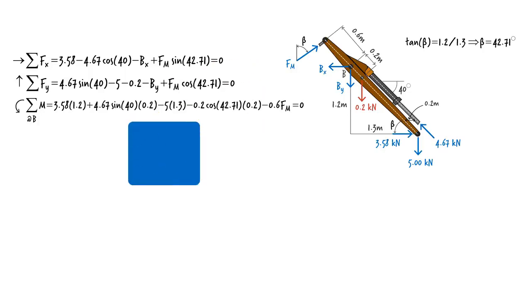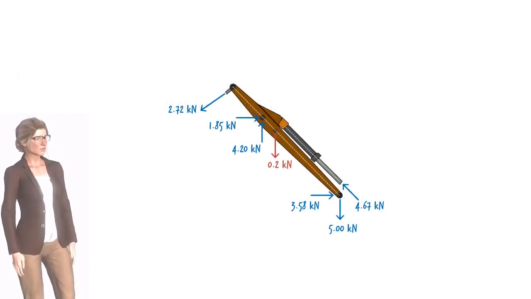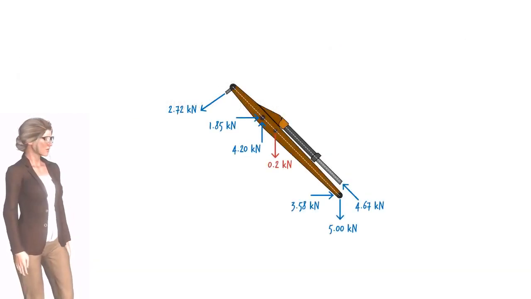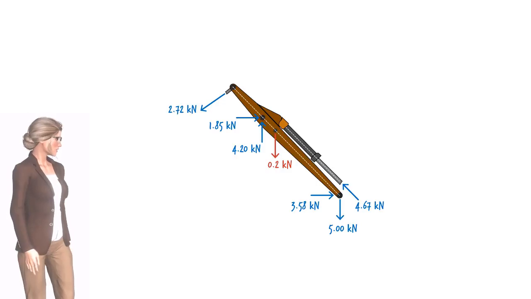Solving the last equation for Fm, we can determine Bx using the first equation and By using the second equation. Now we know the internal forces at the joints of link Y. We will continue this conversation in the next lecture.